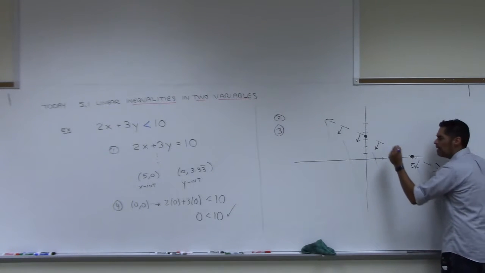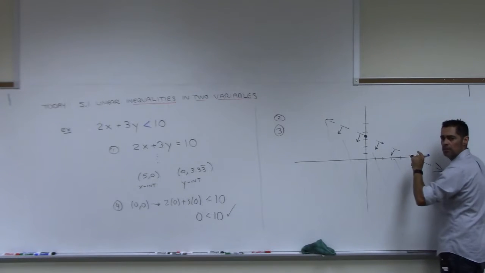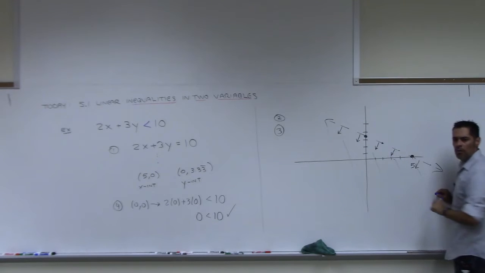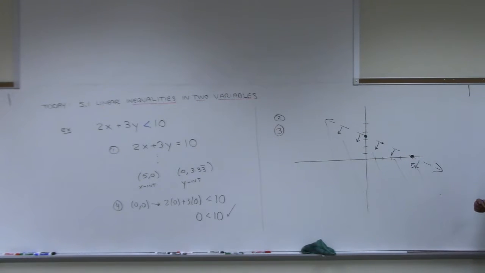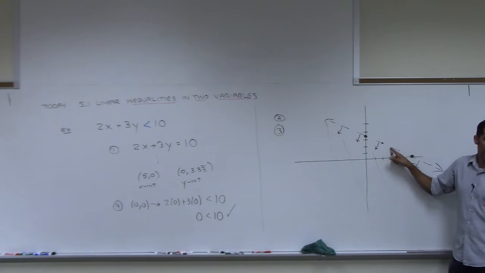Like, if I try and pick a point that lies on this line right now, will it work? If I pick a point on that line, will it work? No, it will not. Okay? So that's what the dashed line means. It's still like a boundary, but you cannot take points on that boundary. It will not satisfy that inequality.